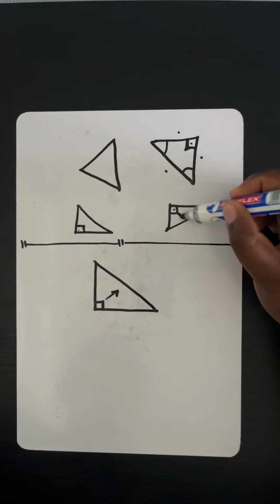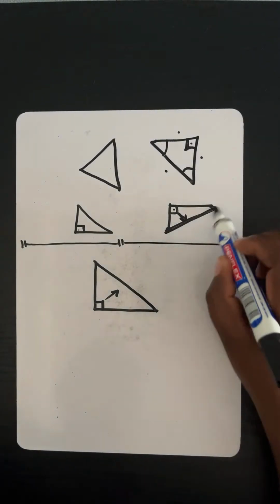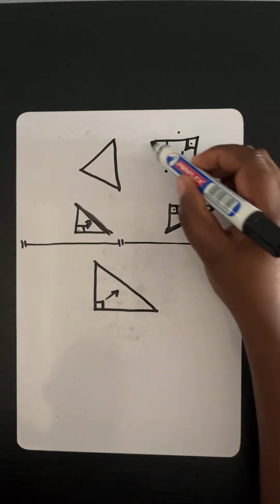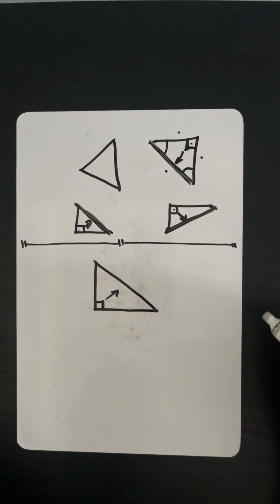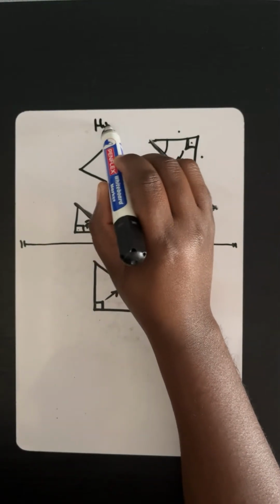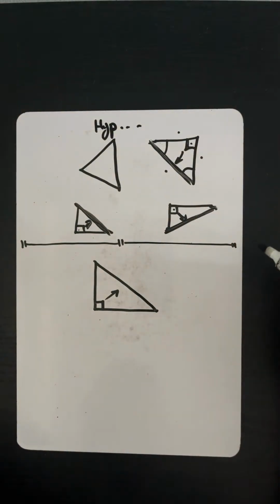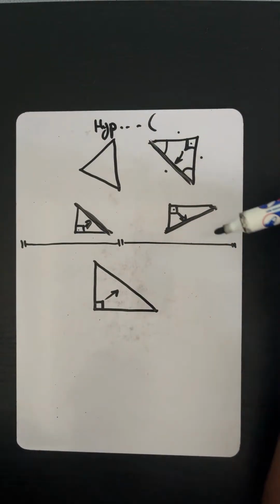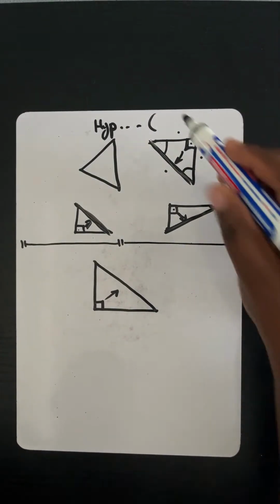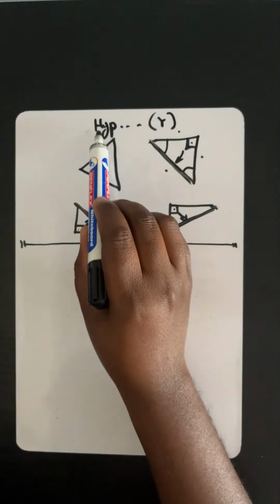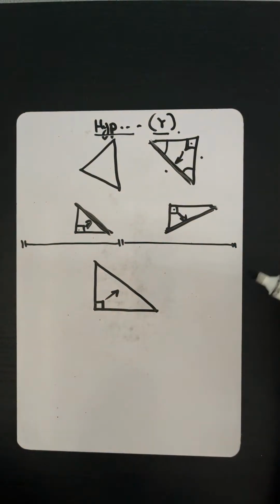For this triangle, it will be that side. And for this triangle, it will be that side. This side is called the hypotenuse. But at this stage, you might not need to worry about that, because we're going to look at the formula to calculate questions related to this type of triangle, and we will refer to that as the r side. So you either call it the hypotenuse or the r side. I'm going to explain that very soon.